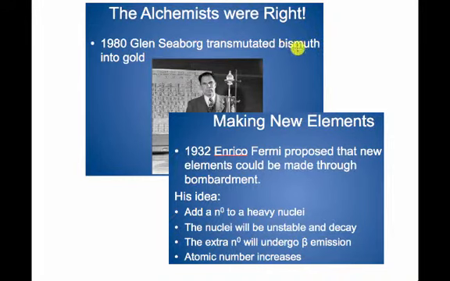But it's very close to lead on the periodic table. He was able to take bismuth and convert it into gold. So he created gold from another element. He did what the alchemists were trying to do thousands of years ago.